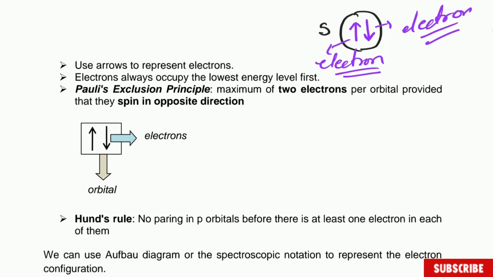Okay, and then Hund's rule: no pairing of p orbitals before there is at least 1 electron in each of them. So if we go there, when we have the p orbitals, and remember the p orbitals are going to be 3 circles, guys, 3 circles.